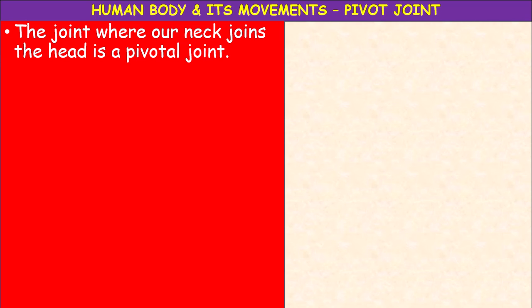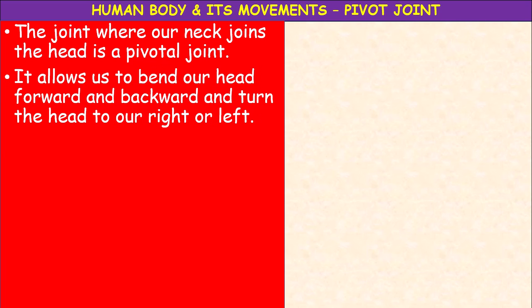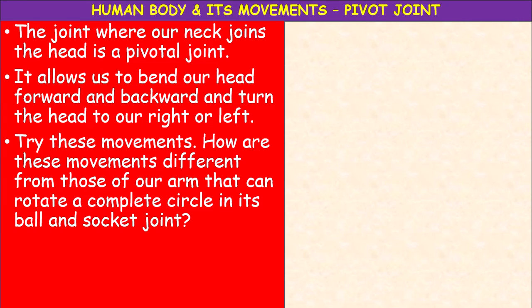So the next joint is the pivot joint. Pivot or pivotal joint: the joint where our neck joins the head is a pivotal joint. It allows us to bend our head forward and backward and turn the head to the right or left, isn't it? Try these movements.